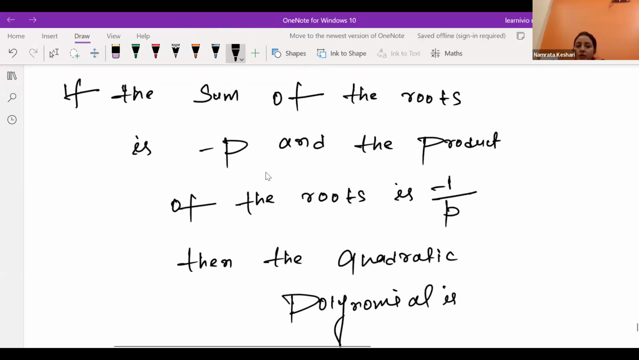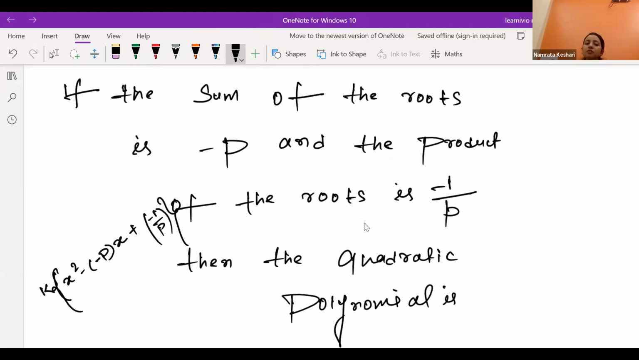What did you get from here? The quadratic polynomial. We can frame the polynomial by using the same formula, that is k times x square minus sum of the roots, which is directly given. We don't have to add these two. Minus p is already written over here, that is the sum of the roots, into x plus product of the roots, that is minus 1 by p.